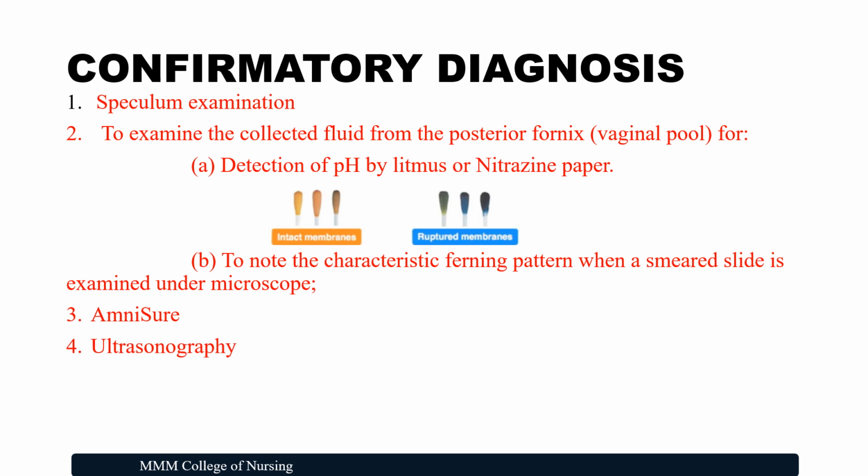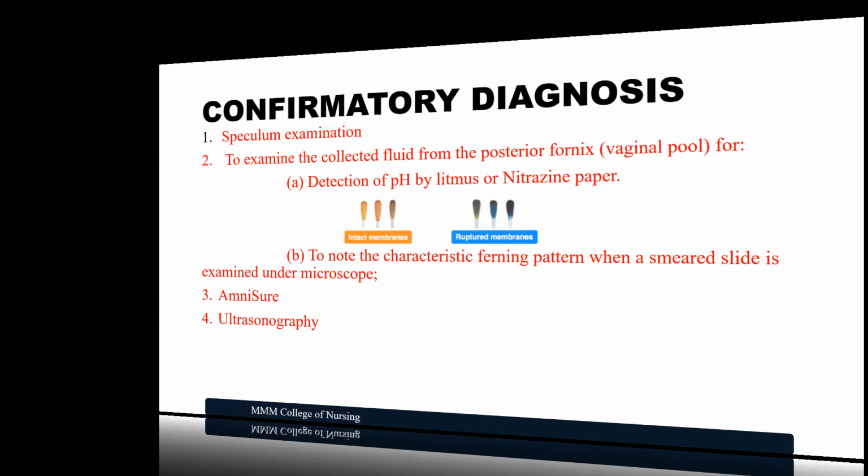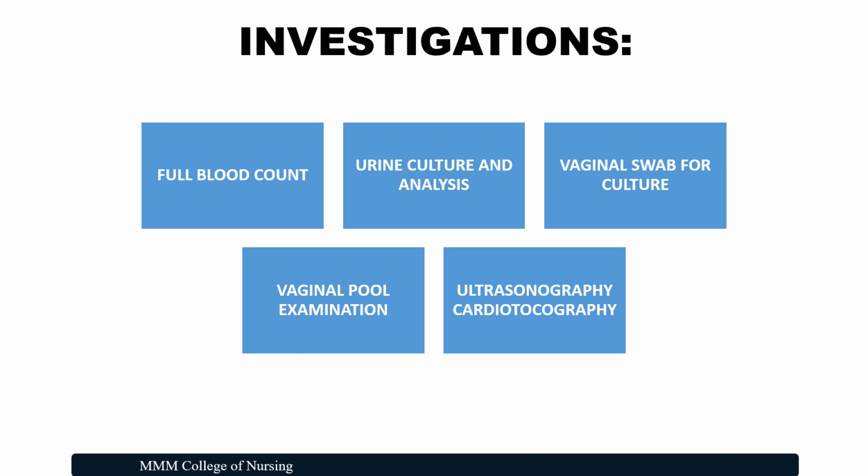The third test is Amnisure, a rapid immunoassay, which is accurate. The fourth one is ultrasonography, to be done not only to support the diagnosis but also to assess fetal well-being. Digital vaginal examination should be avoided during pregnancy. These are some of the investigations we have to do.